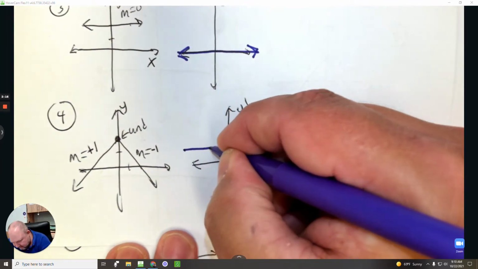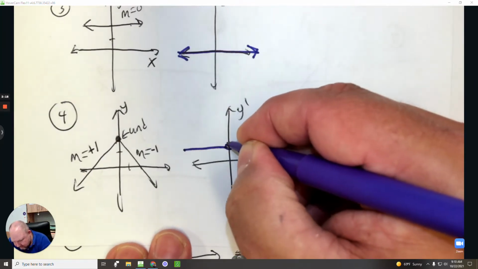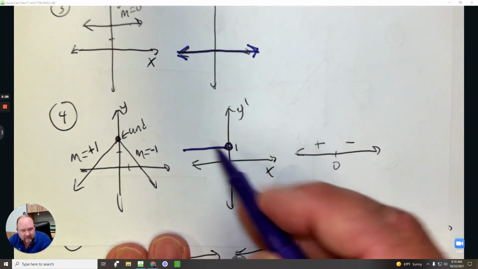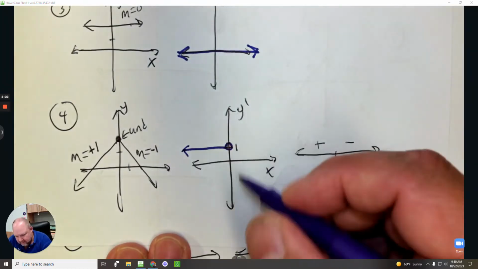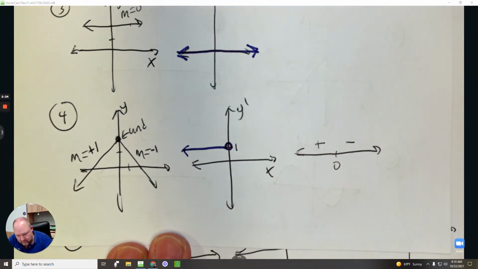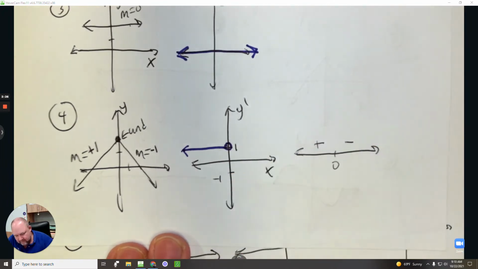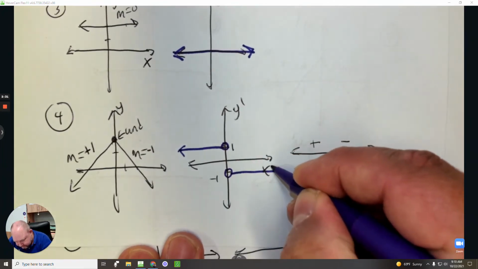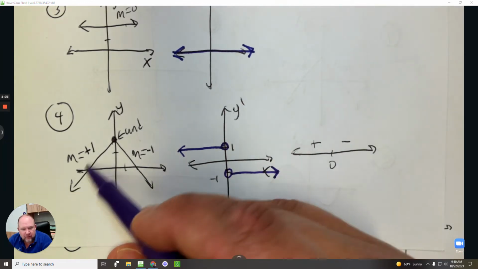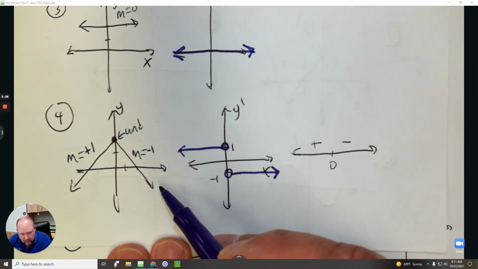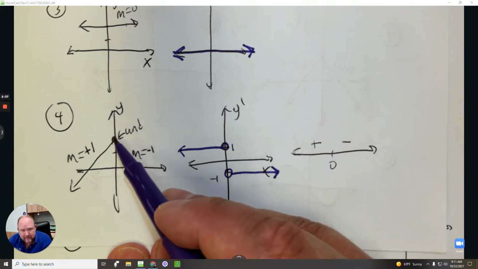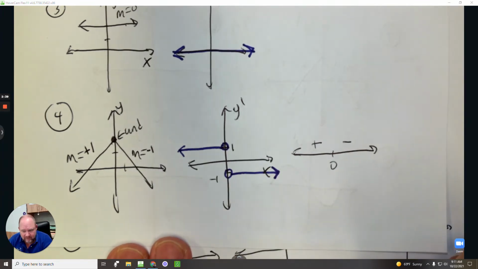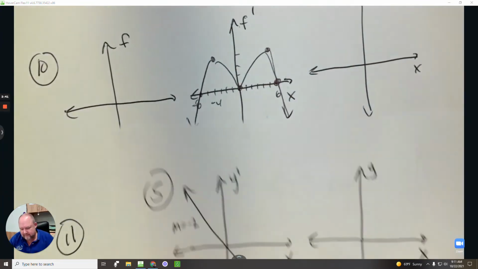So constantly it's 1. And then here, the derivative is undefined, so I put a hole down. And then after 0, it's now negative 1. So again, it'll be a hole, and then it's constantly negative 1 here. So what's the slope? It's 1. What's the slope? It's negative 1. What's happening at 0? It's undefined. There it is.